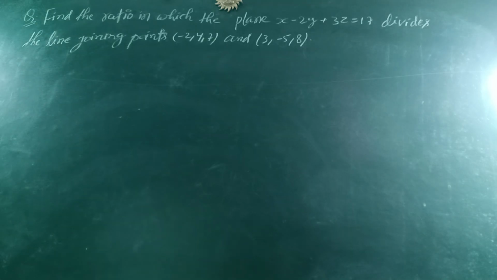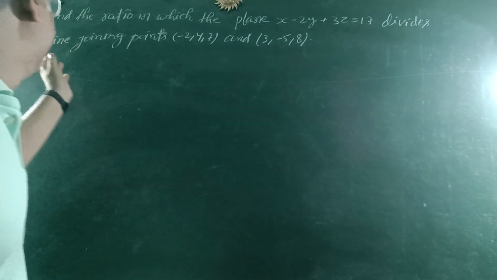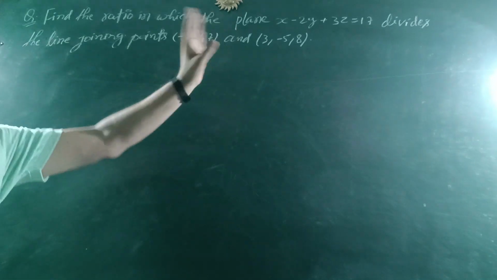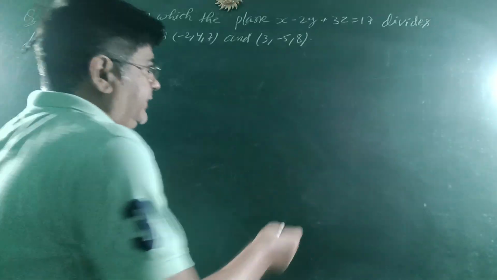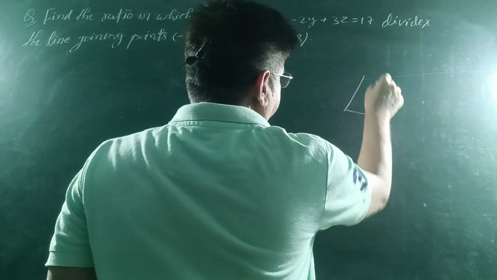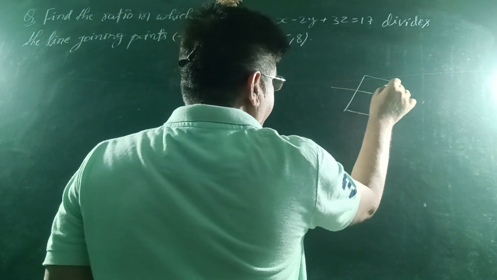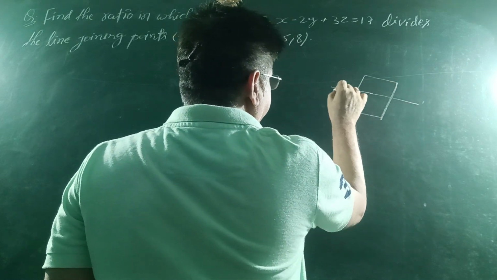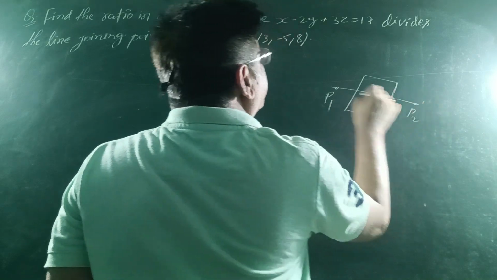बच्चों, 3D का ये क्वेश्चन है। Find the ratio in which the plane given divides the line joining the points. इनसे एक प्लेन का इक्वेशन दिया। Suppose that this is the plane, right? And there are 2 points that lie on it. Let this point be P1 and another point be P2.